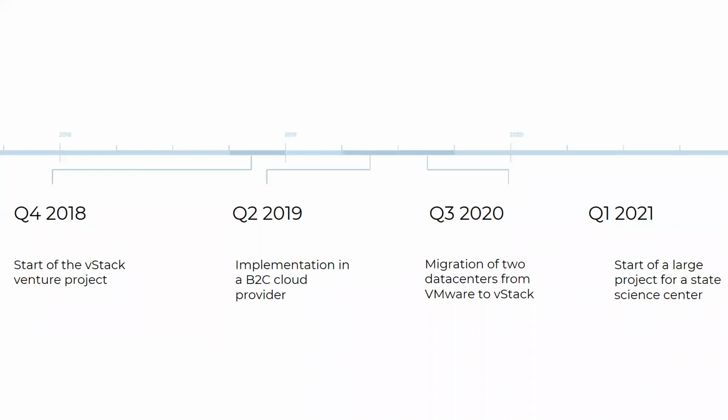We will revert to this use case in the second part of the webinar. In 2020, two of our sites started offering infrastructure as a service on vStack. Since then, you could use vStack-based cloud infrastructure in the Netherlands and in the USA. In 2021, we are starting an ambitious project to create a private cloud for the Russian Science Center based on vStack.